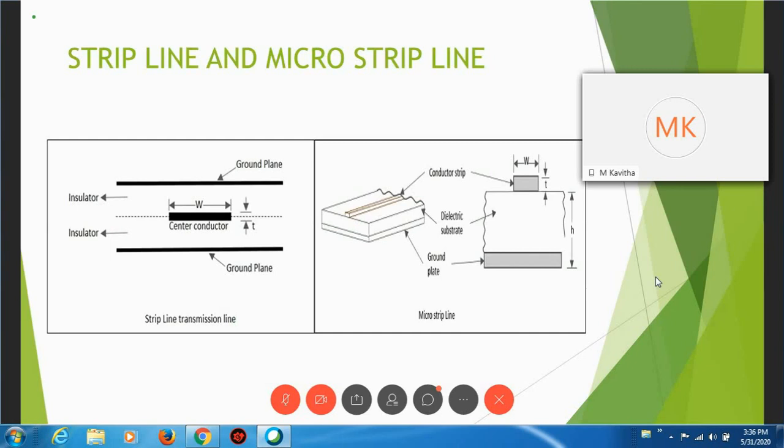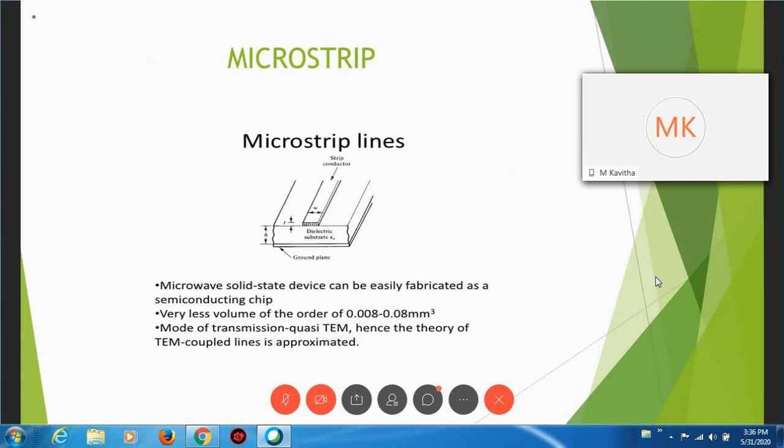The microstrip line is also a strip line, but the only difference is that the metal strip is not sandwiched between the ground planes. The metal strip is placed on the substrate at the top of the ground plane. So it is not a symmetrical structure, and this is also one of the most commonly used planar transmission lines, that is, PCB transmission line. The losses in the microstrip line are higher than the strip line, because the metal strip is placed on the surface of the substrate over the ground plane.